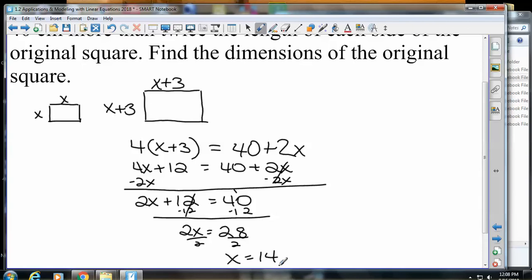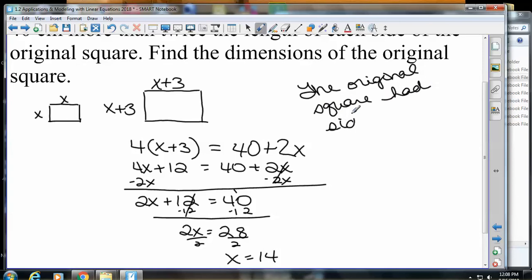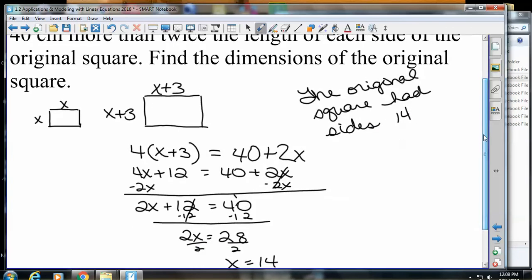Am I done? What else do I have to do? Write a sentence. So the question said the dimensions of the original square. Looking at this, x was the side in the original square. The original square had sides 14. We were in centimeters.